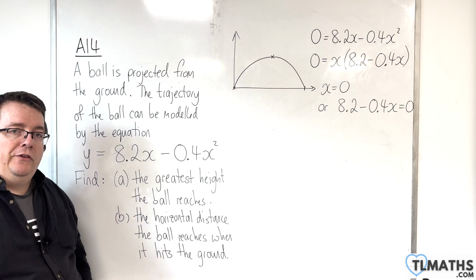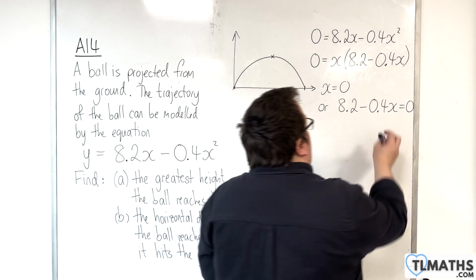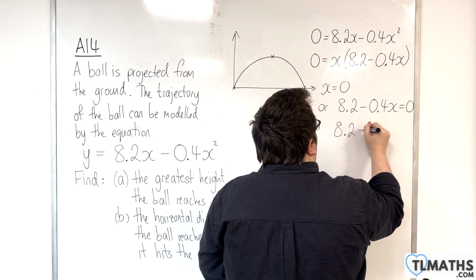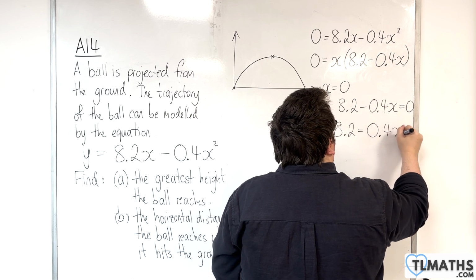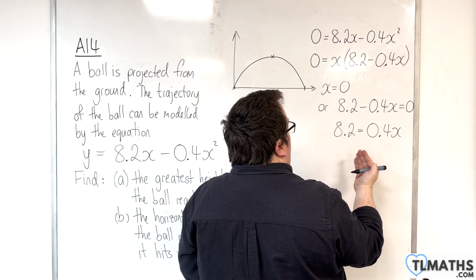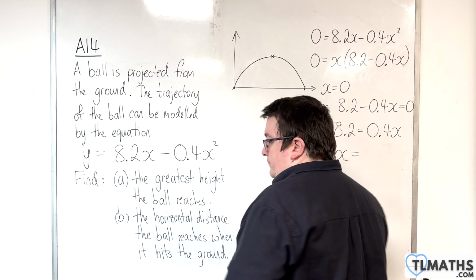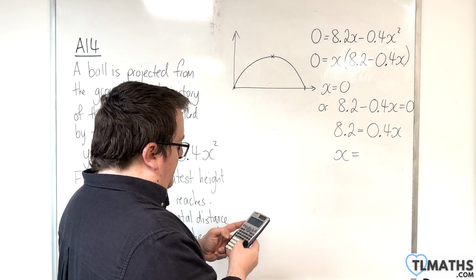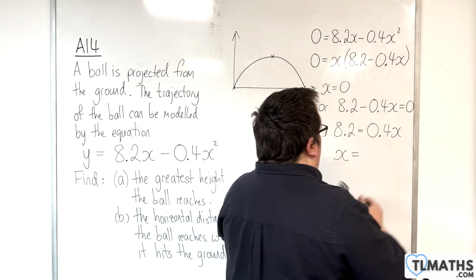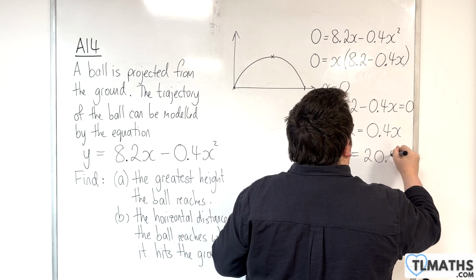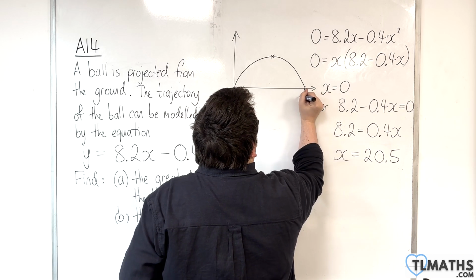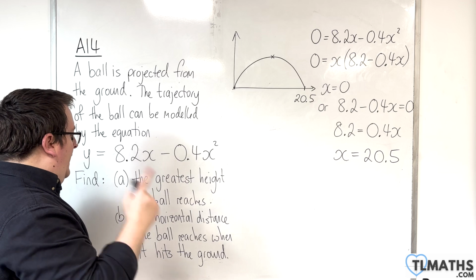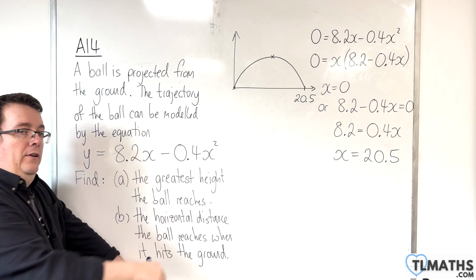So I need to solve this equation. If I add 0.4x to both sides of my equation, I will get this, and then divide both sides by 0.4. Let's use a calculator for that, shall we? So 8.2 divided by 0.4 is 20.5. So this point here is 20.5. So actually what I've done is I've answered part B.